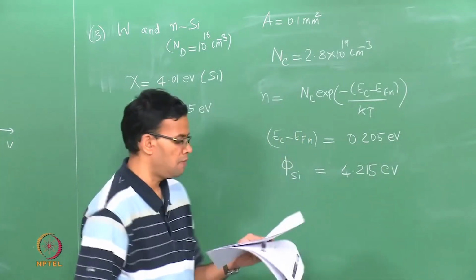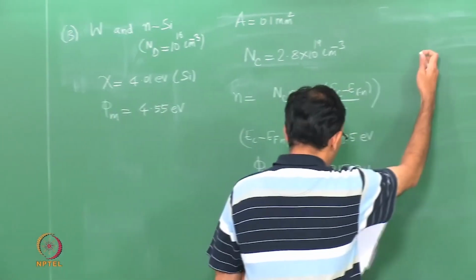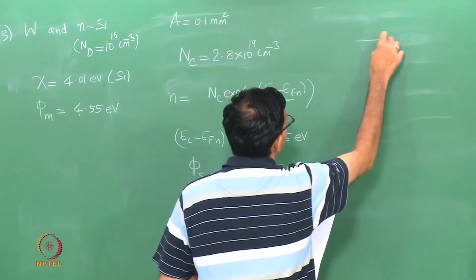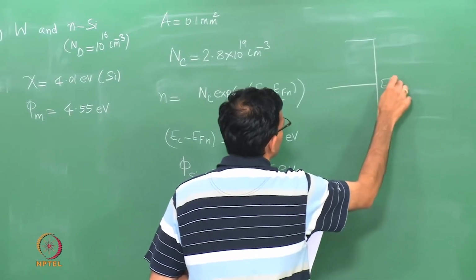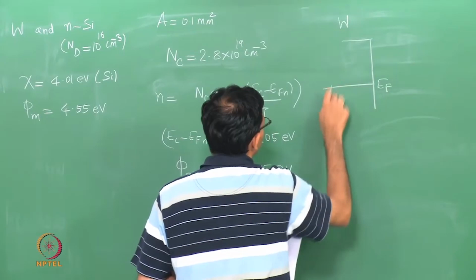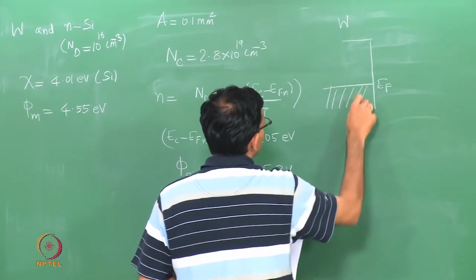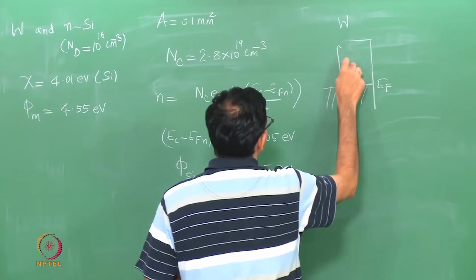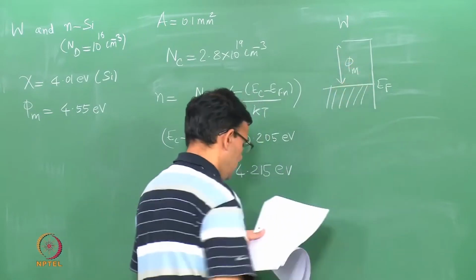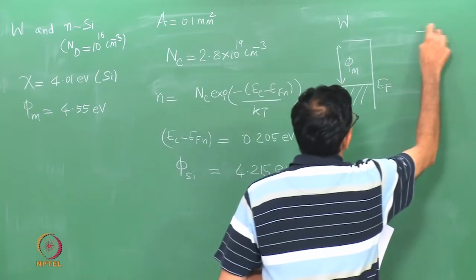So, we can draw this in a band diagram. I will just draw it schematically. This is my tungsten. Work function of tungsten is given, so 4.55, and this is my n-type semiconductor.